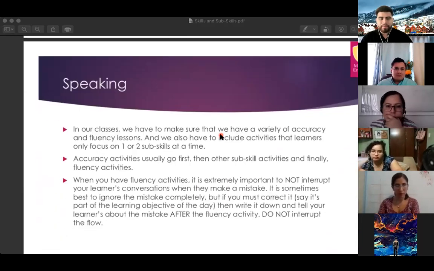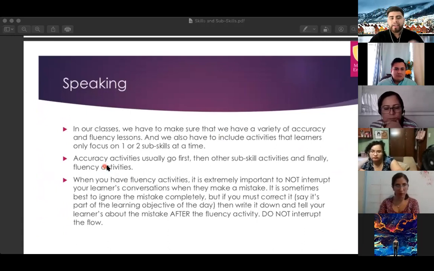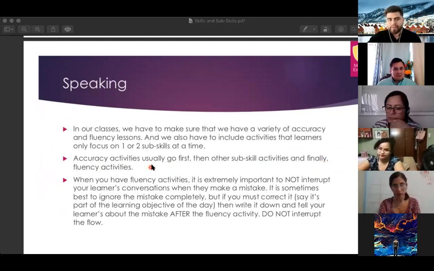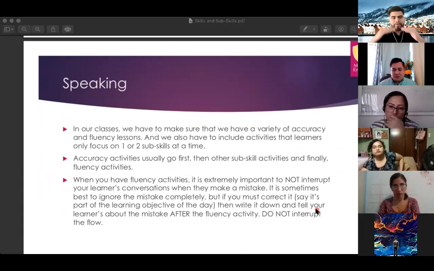And accuracy activities usually go first, then other sub-skill activities, and finally the fluency activities. So it's kind of like building confidence. I'm going to show you how to do it correctly, and you need to do it correctly. And then we can practice a little bit more, and then you can be free. Practice your fluency, okay? It's kind of like building the steps.